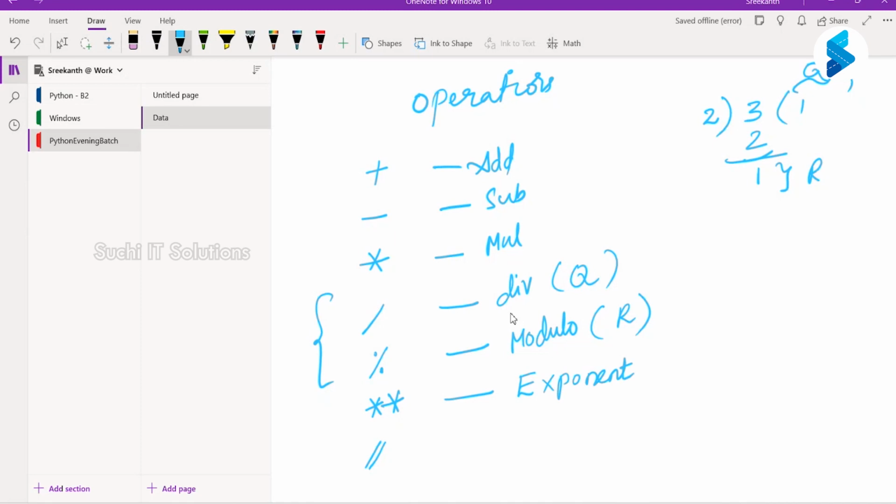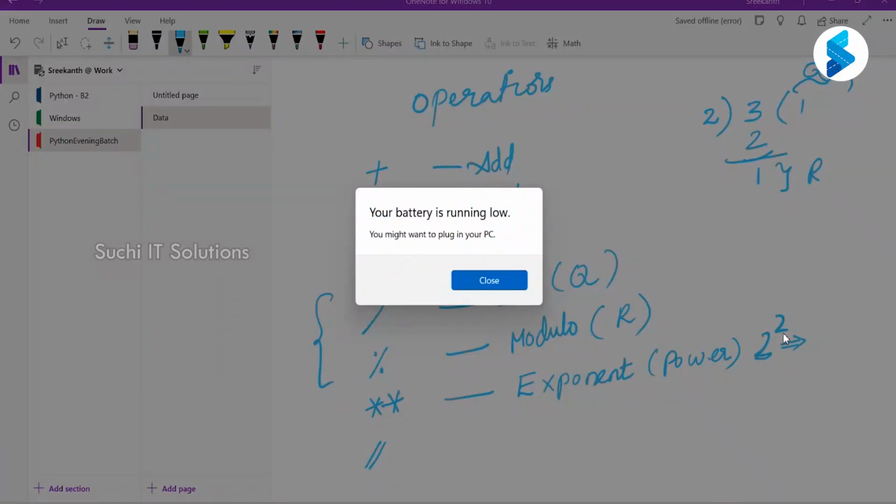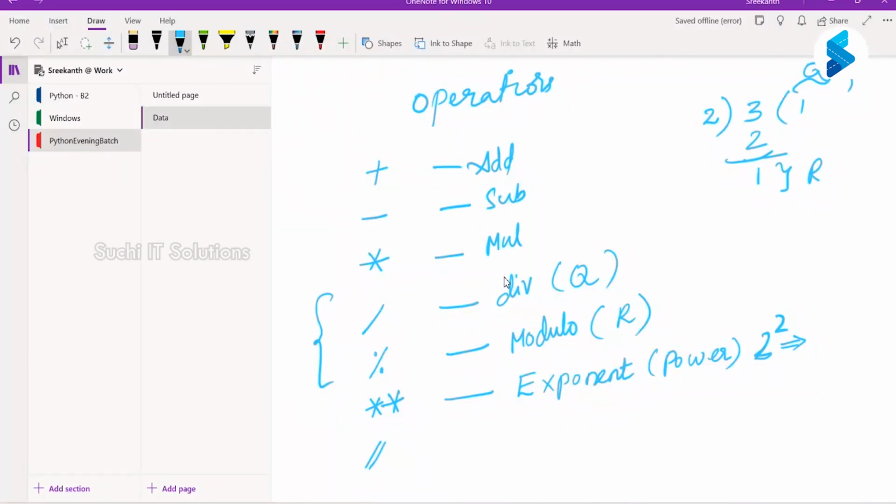What is exponent? What is the meaning of 2 power 2? It is 4. So if I have to represent this in Python programming, I will say 2 star star 2, which is 2 power 2. Are we clear?